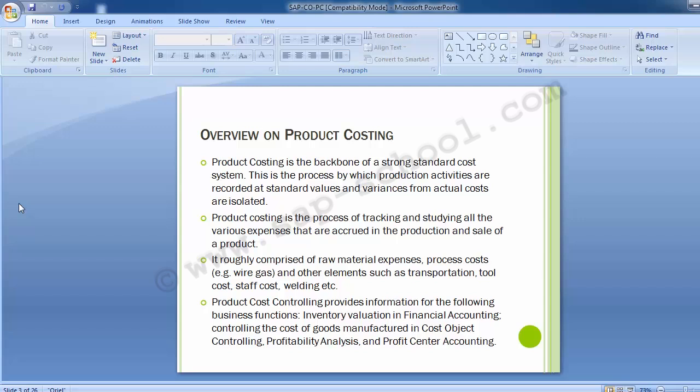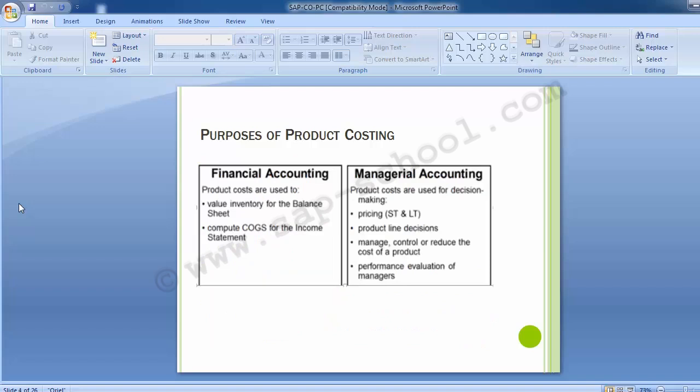Now moving on to the next, the purpose of product costing. So product costing has different purposes. If you talk from the financial accounting perspective, that is the SAP FI module, product costs are used to value inventory for the balance sheet and even to compute COGS, that is cost of goods sold, for the income statement, so as to evaluate the correct income for the organization.